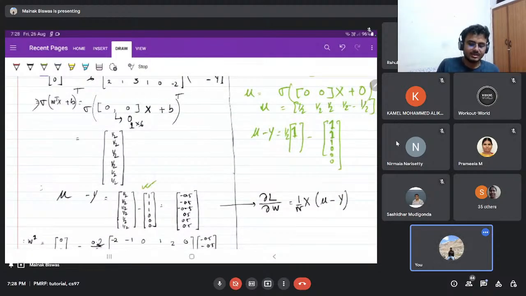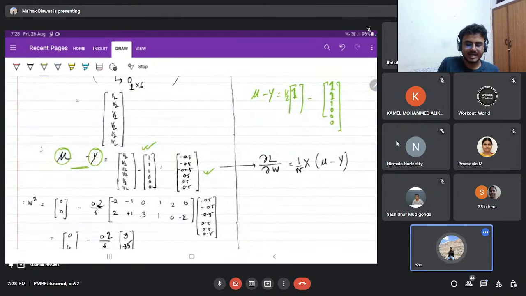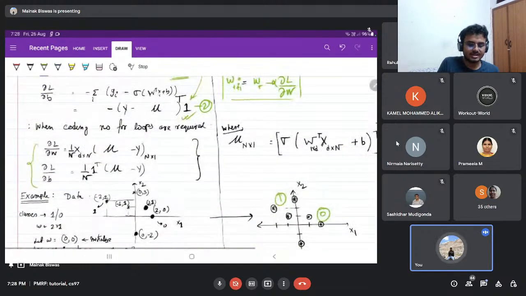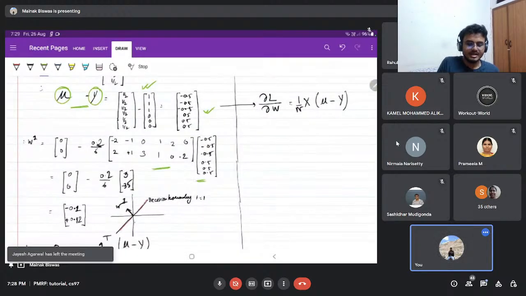You can clearly see, I subtract the actual output from the predicted output and I get this. Then I multiply by x, as the gradient suggests. I'll take the dot product with the matrix and you can do the maths. You will get this as the gradient. You subtract these gradient terms. This is the gradient of the loss function with respect to w, and then you update.